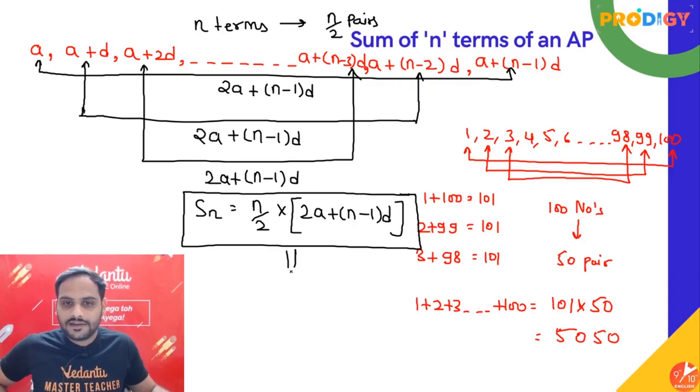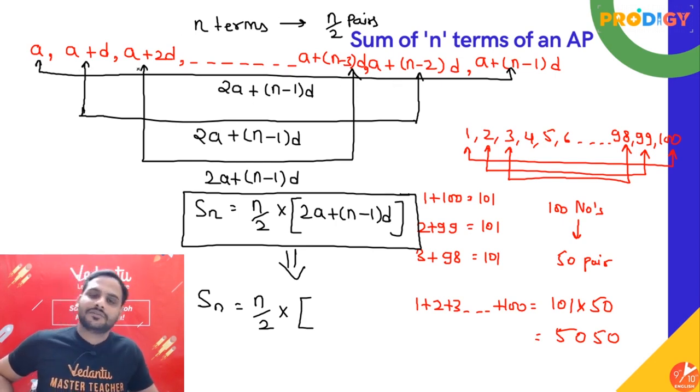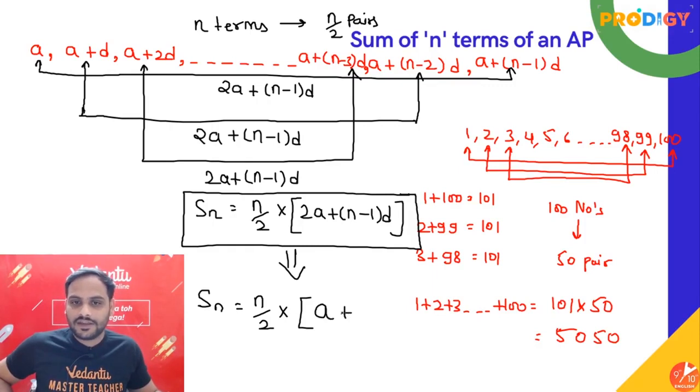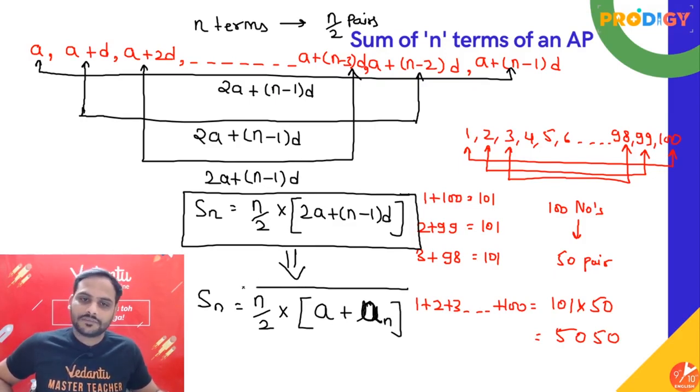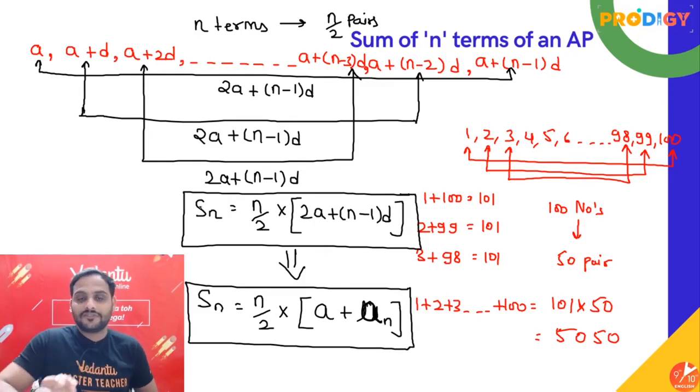Also, I can write this formula as n by 2 into, देखो, every time I'm adding the first term and the last term, or the second term and the second last term, or the third term and the third last term. So I can write it as the first term and the last term. So I generally write it as the nth term. For the sum of n terms, n by 2 into the sum of the first term plus the nth term. That is also one formula. Okay? So these are the two formulas for finding the sum of n terms.